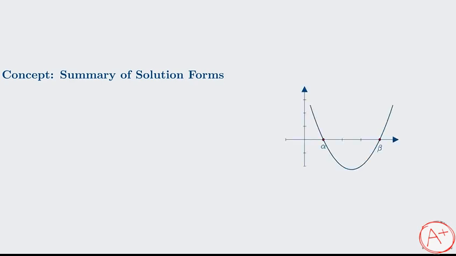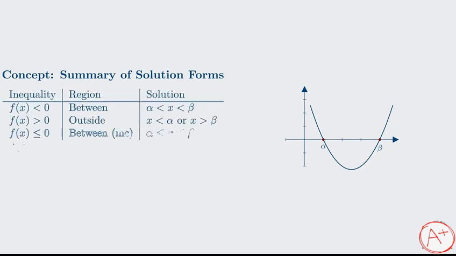To ensure accuracy in your exams, it is helpful to memorize the standard solution forms for a U-shaped parabola where a is greater than 0. Assume we have two roots, alpha and beta, where alpha is the smaller value. Here are the common inequality forms. For f of x less than 0, we solve between the roots. For greater than 0, we solve outside the roots. For less than or equal to, we use inclusive bounds. And for greater than or equal to, we use inclusive outer regions.